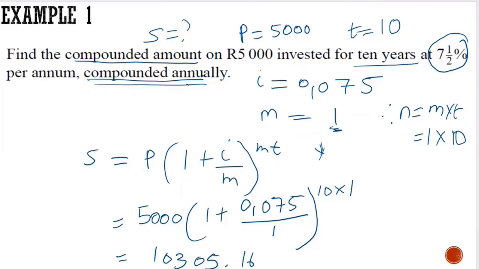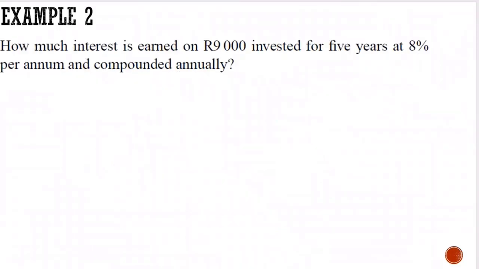Let us vary these examples and see when things are compounding in a different period. Okay, here is another example. How much interest is earned on 9,000, invested for 5 years at 8% per annum and compounded annually? I am not going to go through this question, but I'm going to be varying it to highlight what it is that they are looking for. Here they are looking for your I, that is the interest, not the interest rate, that is earned.